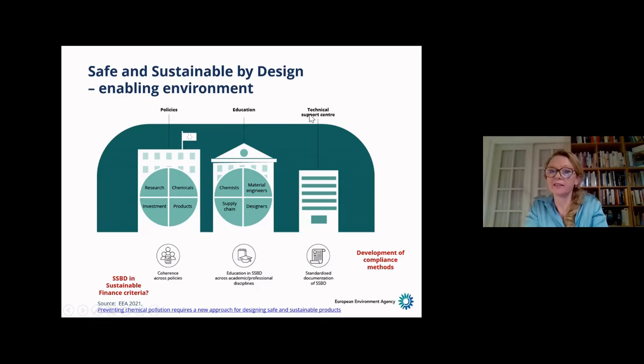And for the technical support centers, when we have the products out on the market, it's really important that you can compare between the different products, also if you need labeling. And to do that, you need to have some standardized documentation. Also, so the products that are made in Europe, for instance, can be compared with products that are imported into Europe, so we create a level playing field. And for that, you also need to consider compliance methods that are fit for the supply chain. They shouldn't take a year to test, because then it just won't fly.